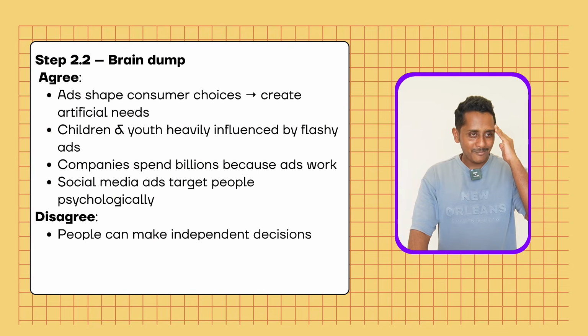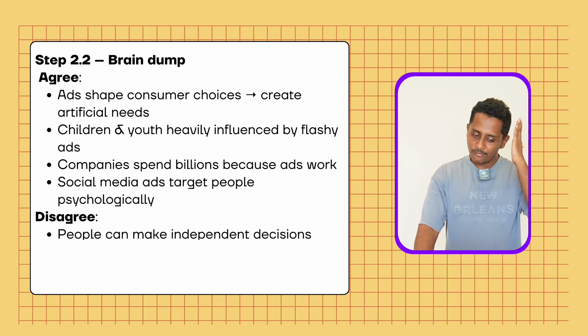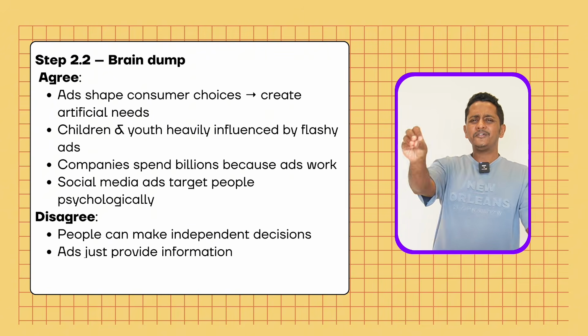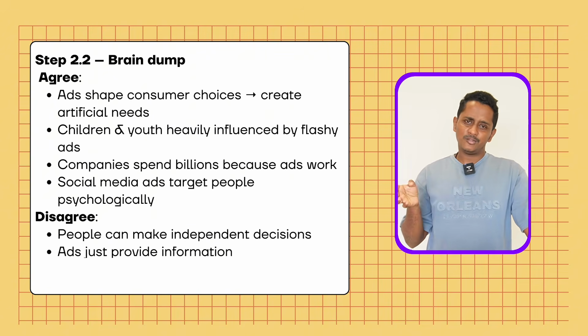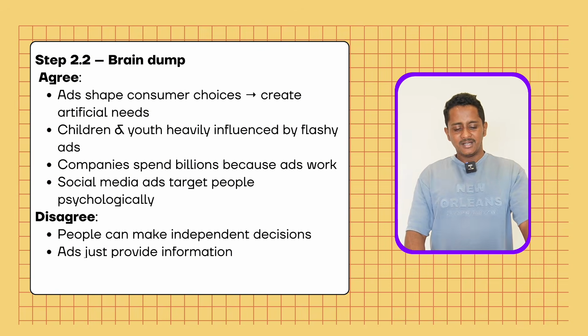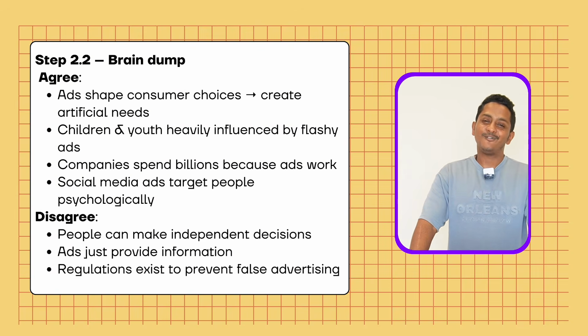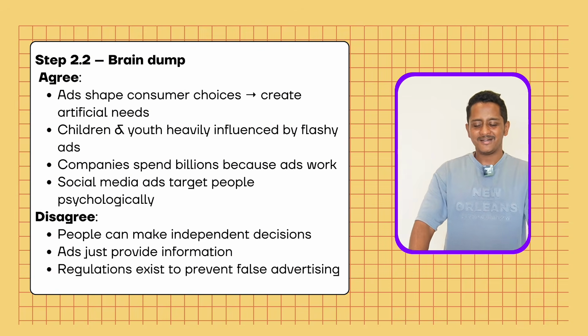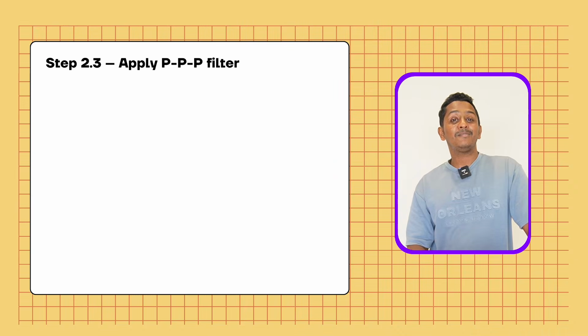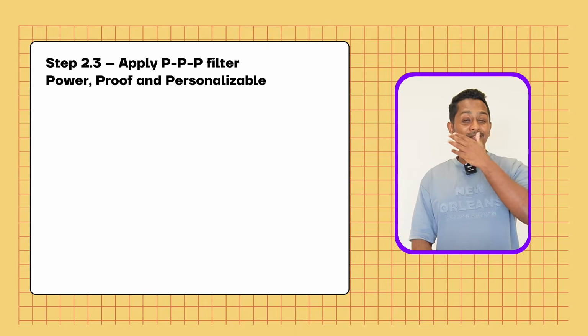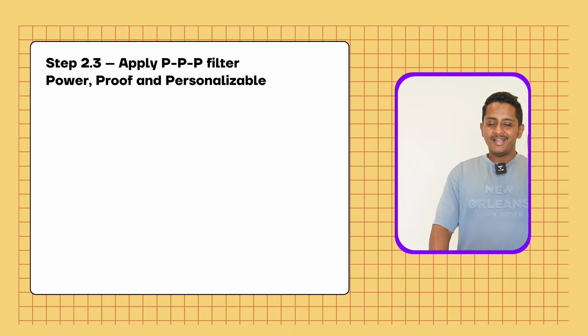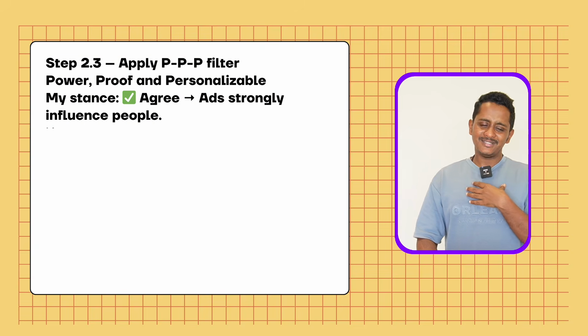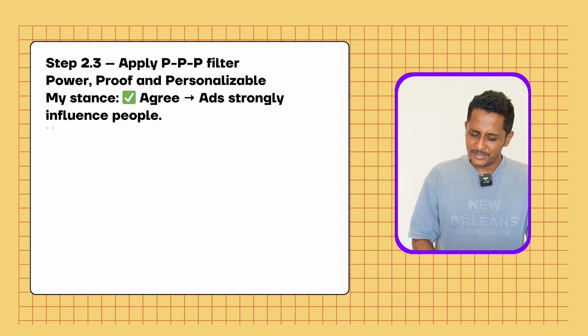Disagree: people can make independent, informed decisions because they have brain. Ads will just provide information. It's people who make the choices. Ads will not influence. Regulations exist to prevent false advertising. These are the disagree part I just decided, and now apply PPP. Hope you remember what is PPP. Power, proof and personalizable.